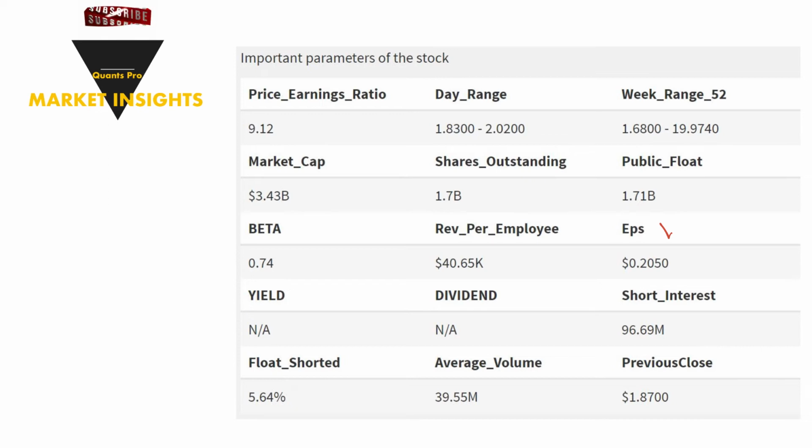The market capitalization value, which expresses the weight of the company's performance in the market, is $3.43 billion. Public float value is also approximately 1.71 B. The stock of the company closed at 1.87 with an average volume of 39.55 M. While the stock oscillated in the range of 1.8300 to 2.0200 during the day, the 52-week movement range was 1.6800 to 19.9740. After talking about some descriptors for you, let's look at the return performance of the company.